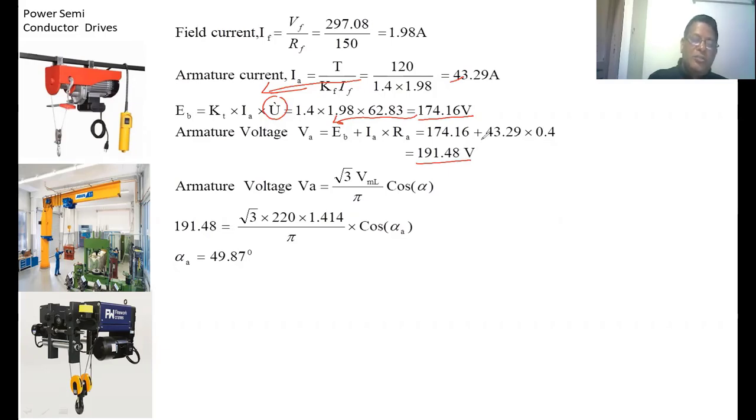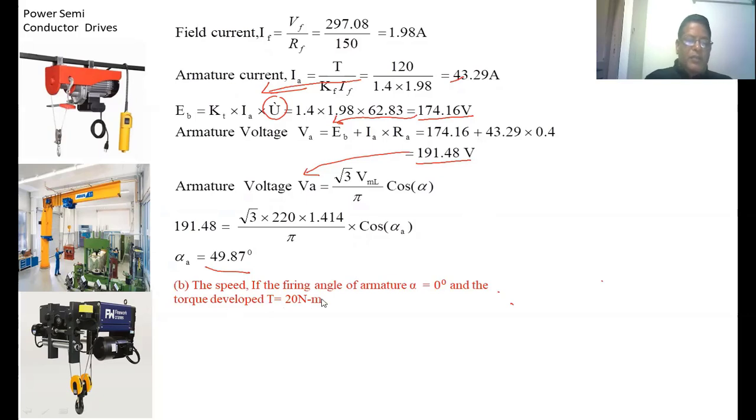Now, with this much armature voltage given, what is the firing angle that you have to calculate? So this voltage equal to root 3 VML by pi cos alpha. VML is given. That is 220 into 1.414. Substitute all the values and find out the value of alpha. You are getting the alpha value 49.87 degrees.